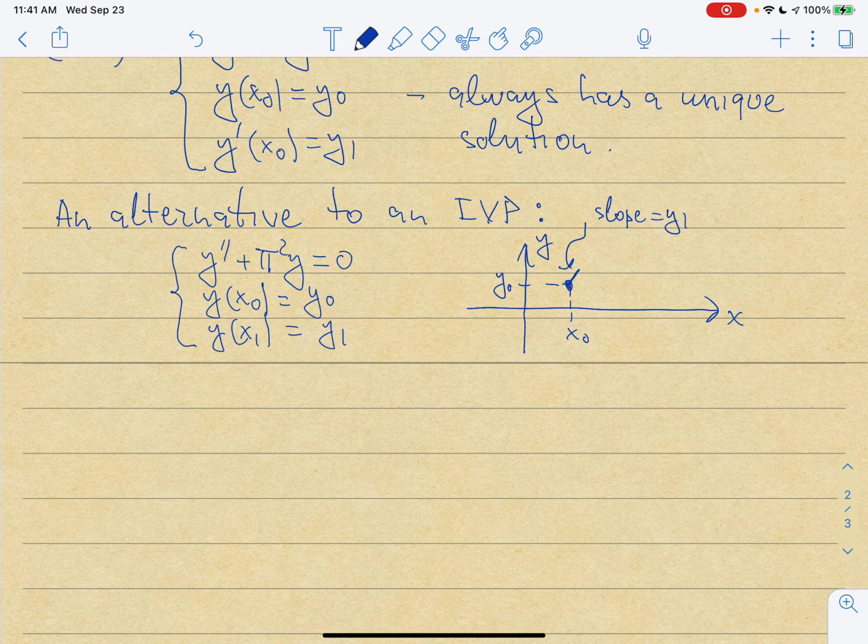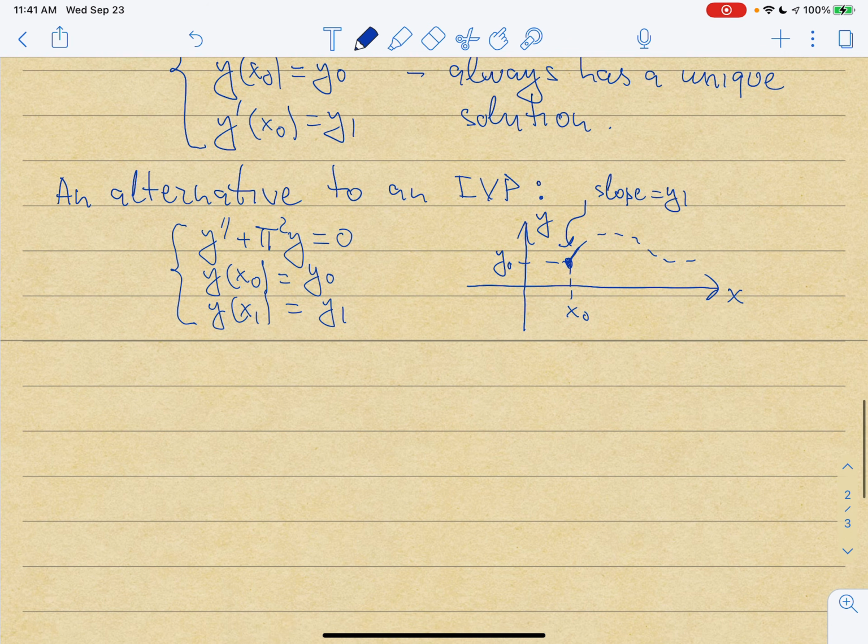And then the claim is that if I have an ODE and I prescribe the initial point and the initial slope, I can always reconstruct the solution. So here I'm doing something different. So that's IVP. And for BVP, we're going to do something different.